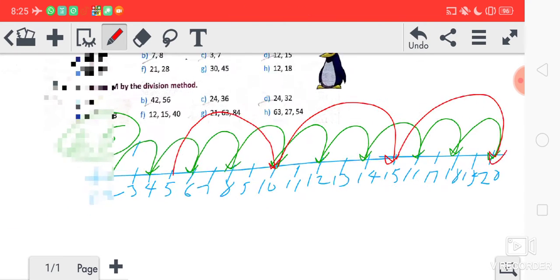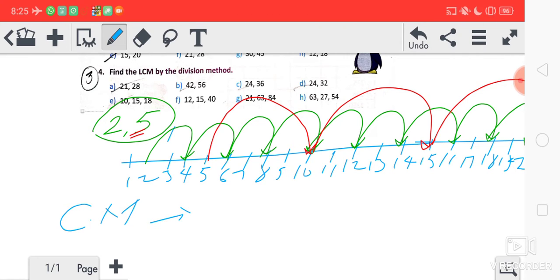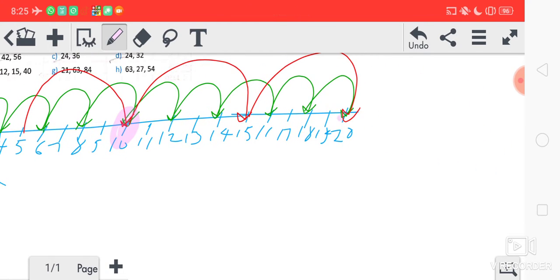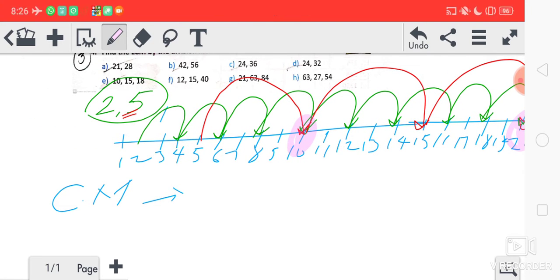Okay, now what will we write? We'll write common multiple. C for common, M for multiple. What are the common multiples? Common multiples are the numbers on which both the red and green arrows are falling. So on which numbers are the red and green arrows falling? On 10, then on 20. So on 10 and 20 both red and green are falling together. So these are the common multiples. So we'll write here 10 and 20 as the common multiples.